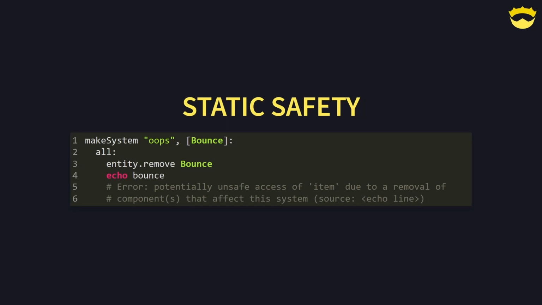So here's an example of static safety checking. This system removes bounce, which immediately invalidates the current row because it has to remove the entity from the system because it no longer matches, which is fine. Polymorph allows this completely. There's no worries about that. But if you then try and access bounce afterwards, you get this error: potentially unsafe access of item due to a removal of components that affects the system. And then it gives you a line trace to the echo above.